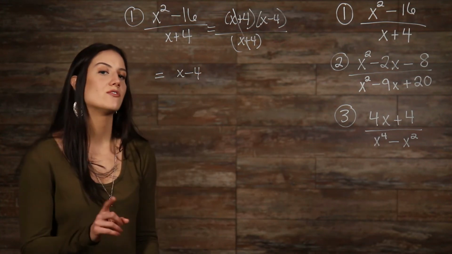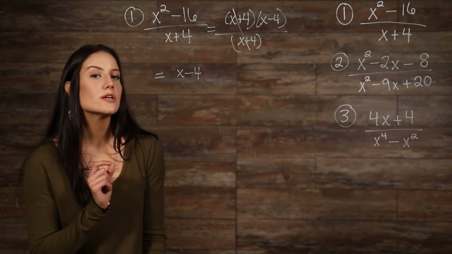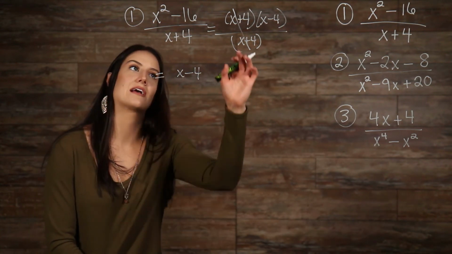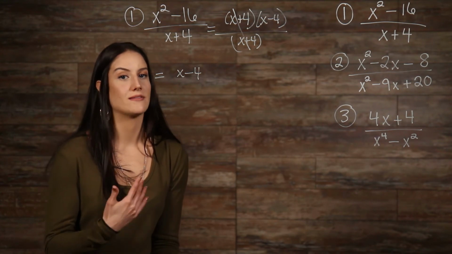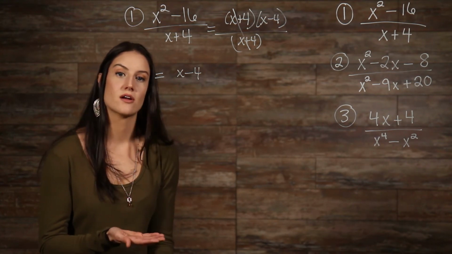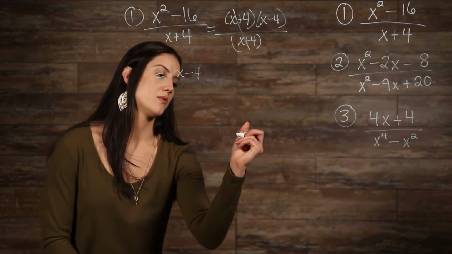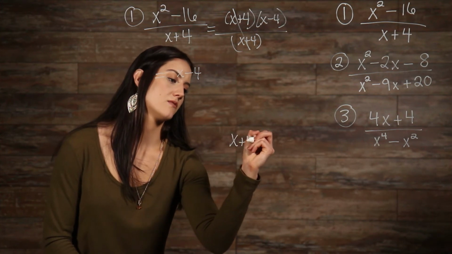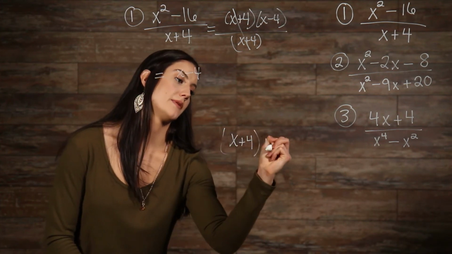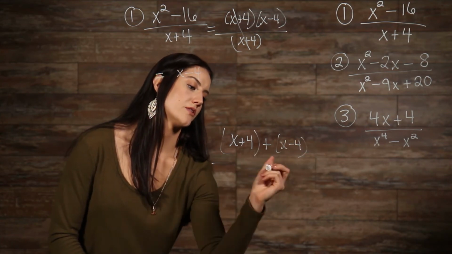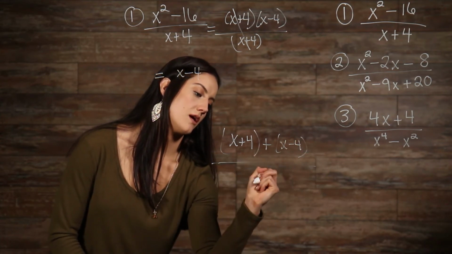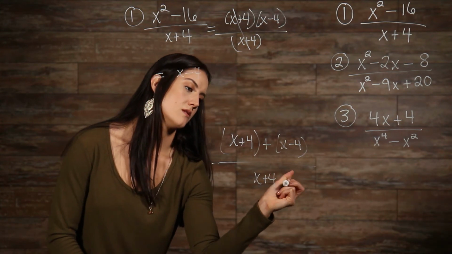Now, we need to be careful when canceling terms. The only reason we were able to cancel out our x plus 4's here was because they are both being multiplied in the numerator and the denominator. This would not work if our top was x plus 4 plus x minus 4, all over x plus 4.